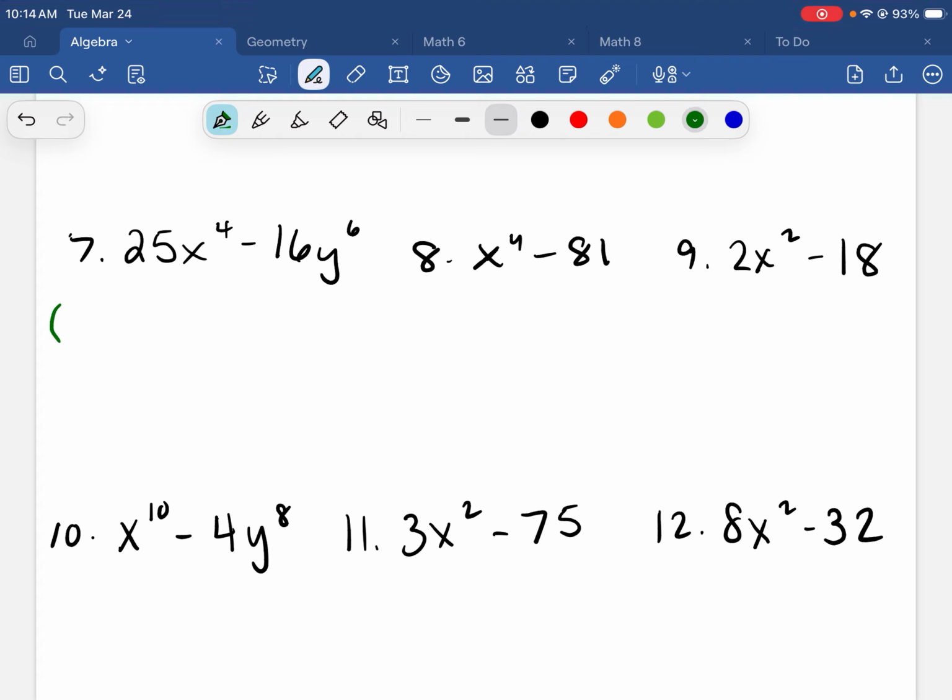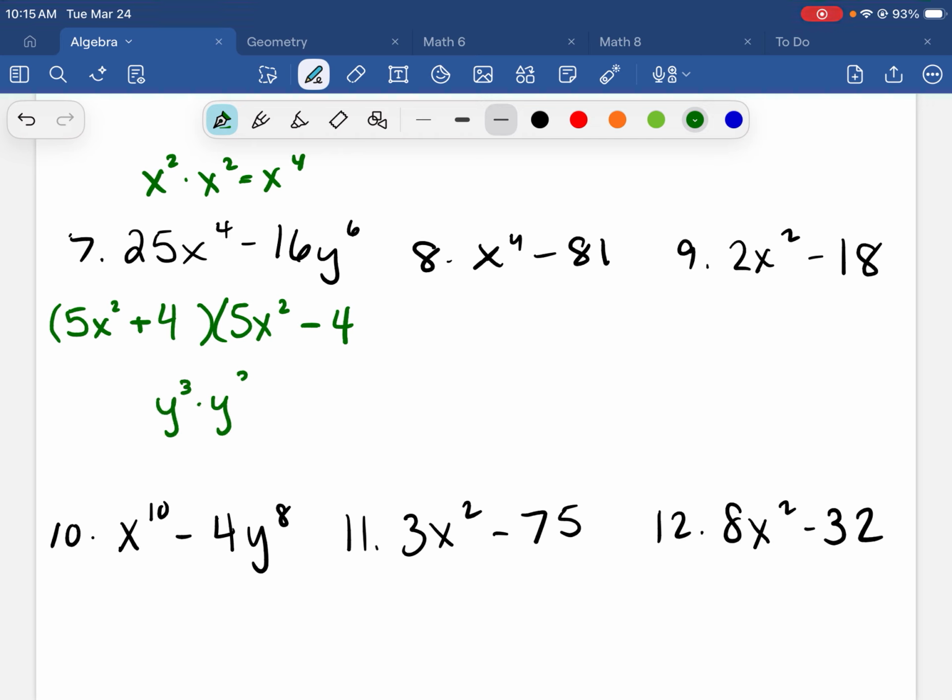So 25x to the 4th is a perfect square. 25, the square root of that is 5. The square root of x to the 4th, well, x squared times x squared is x to the 4th. So my first term will be 5x squared plus and minus. And my second term, square root of 16 is 4. Y cubed times y cubed is equal to y to the 6th power.